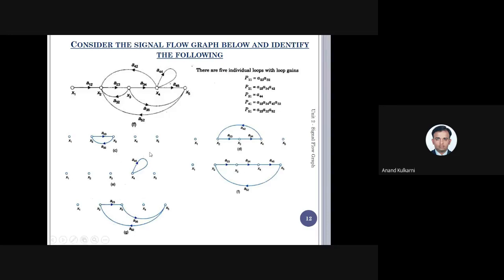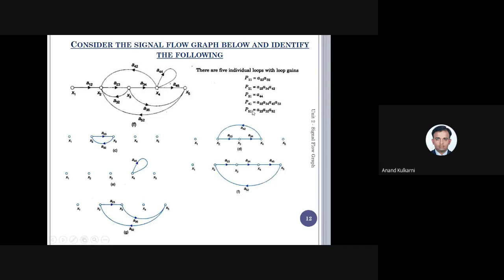But in this case, it started with one node, it ended with the same node. So that is called a self loop. Self loop means the input node and the output node should be the same. Also, it should not pass through any other nodes. That is called a self loop. This is what is written as A44.